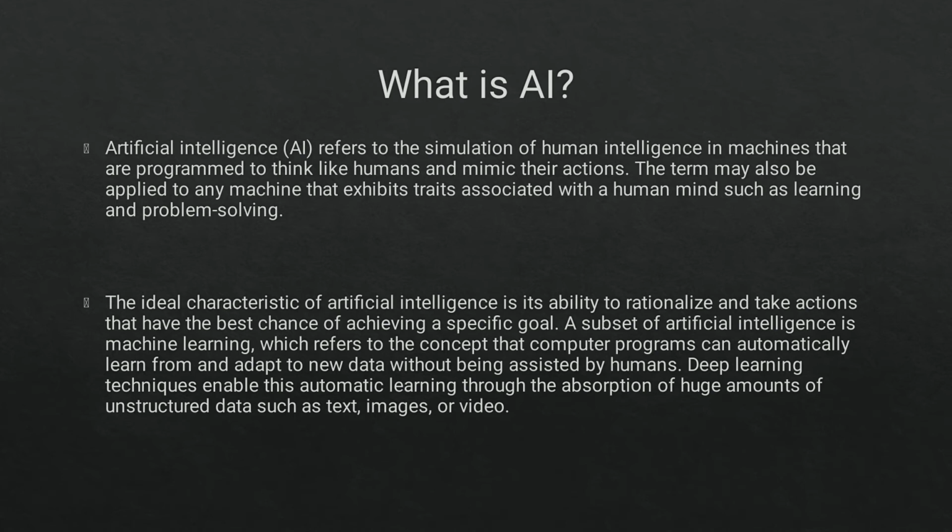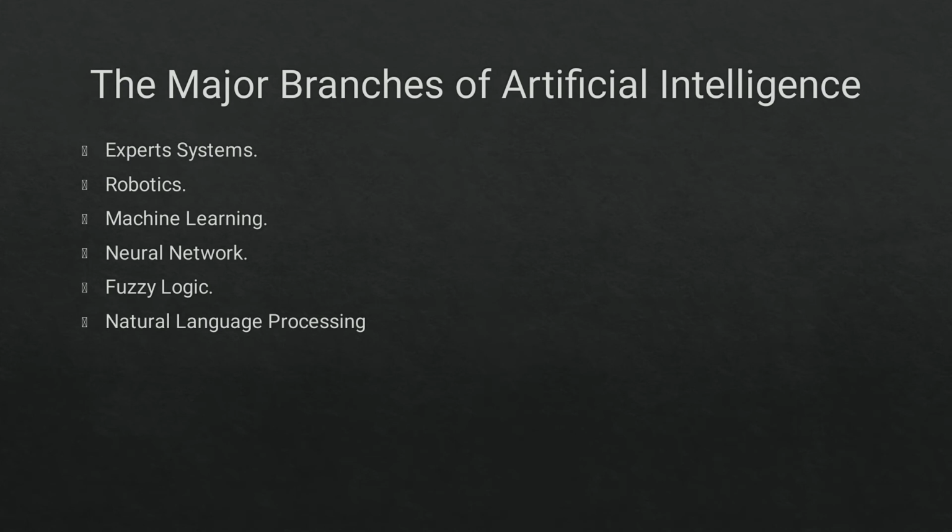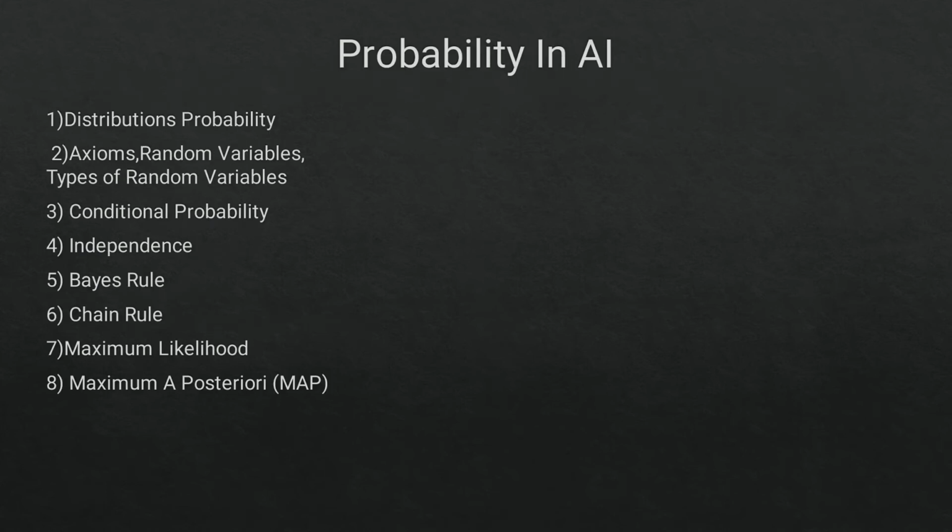The term may also be applied to any machine that exhibits traits associated with a human mind, such as learning and problem solving. There are six major branches in artificial intelligence: expert systems, robotics, machine learning, neural network, fuzzy logic, natural language processing. We won't be going into this right now. Probability has various uses in AI, like distributions, probability axioms, random variables, types of random variables, conditional probability, independence, Bayes rule, chain rule, maximum likelihood, maximum a posteriori, MAP.